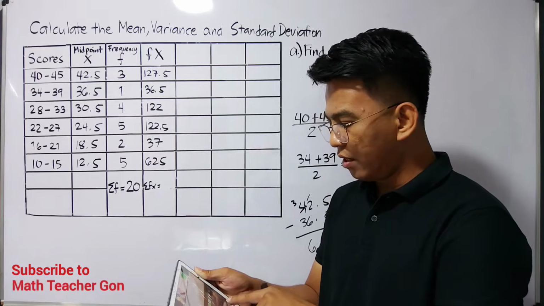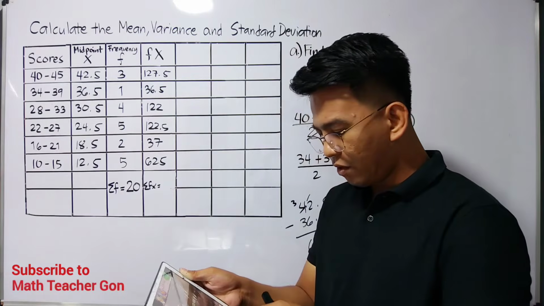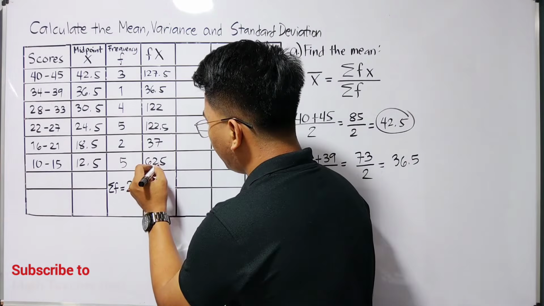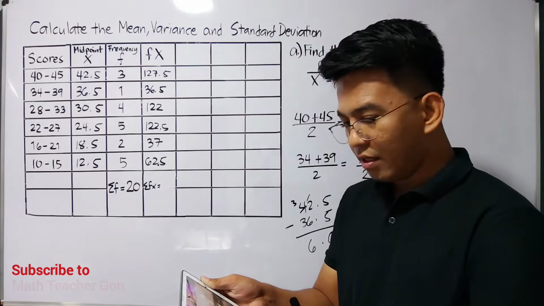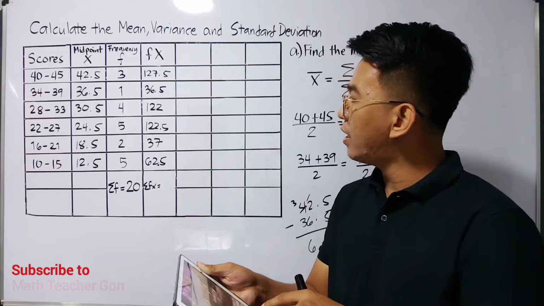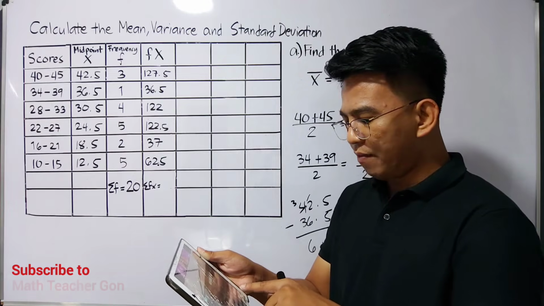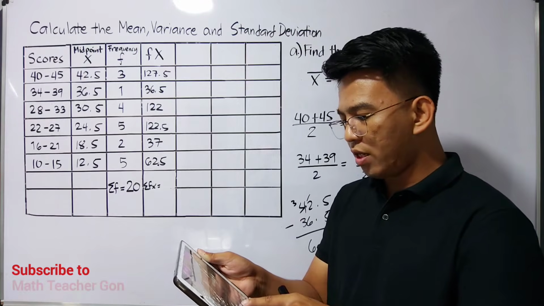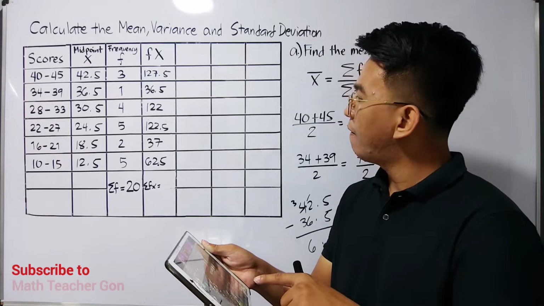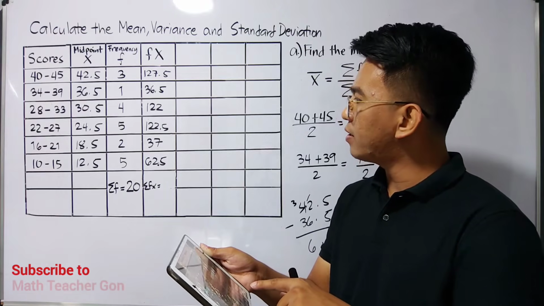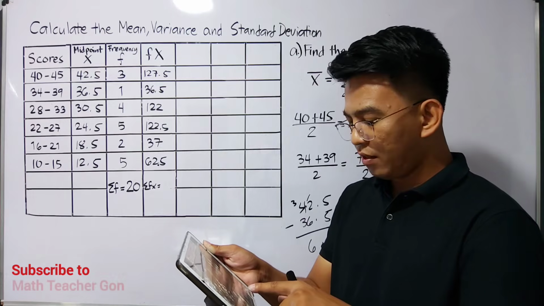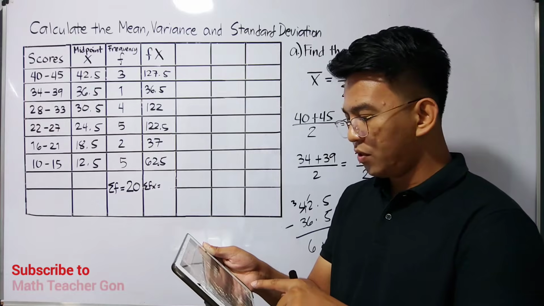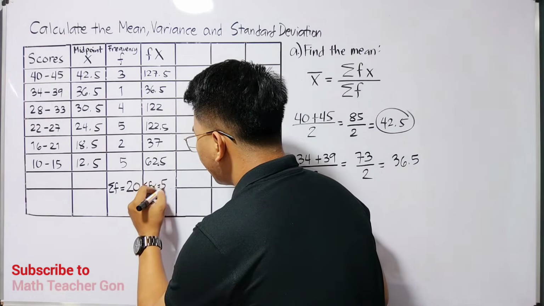Oh no, sorry. This is not 625. So we have 12.5 times 5. This is simply 62.5. Okay? Sorry, I missed that. So let's continue: 127.5 plus 36.5 plus 122 plus 122.5 plus 37 plus 62.5, so that is equal to 508.